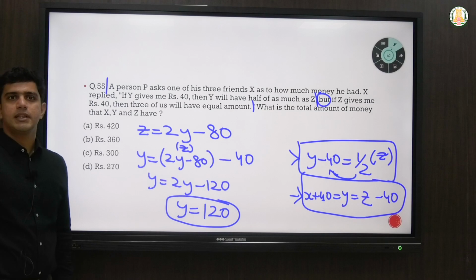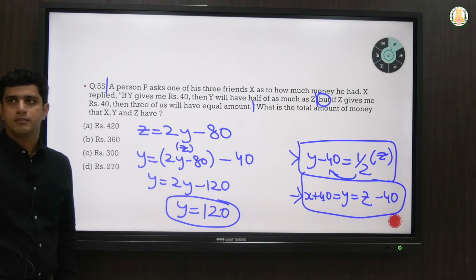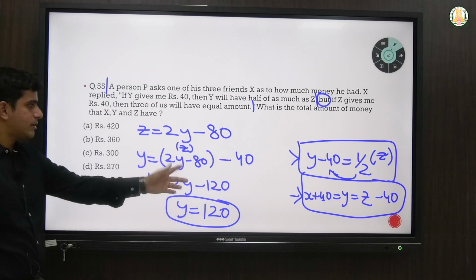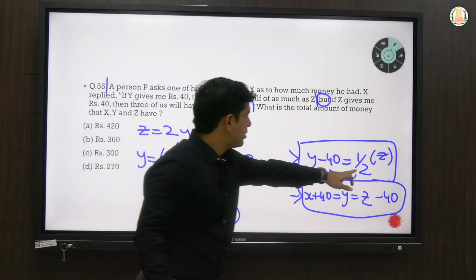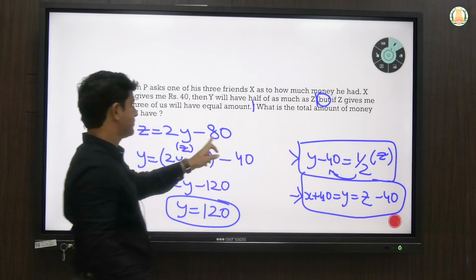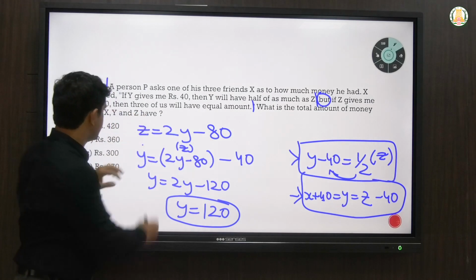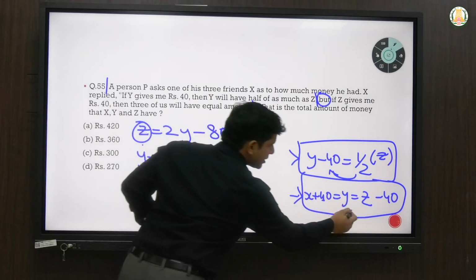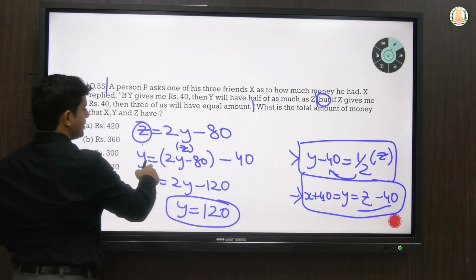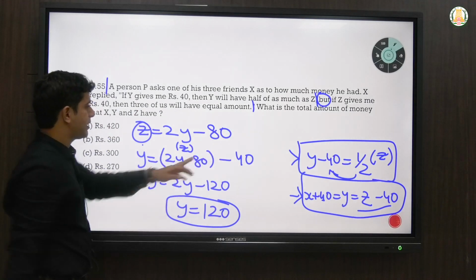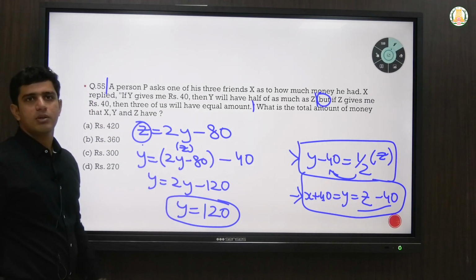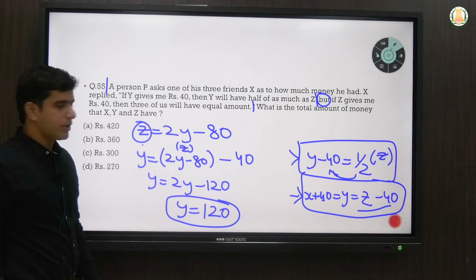Any problem in understanding this? Any problem? A simple equation, just try to solve. So from here you found out that Z is 2Y minus 80. Now since we know Z and Y have some relation here, Y is equal to 2Y minus 80 minus 40. Solve it, you get Y equal to 120. Okay.